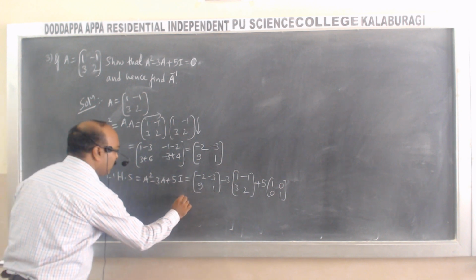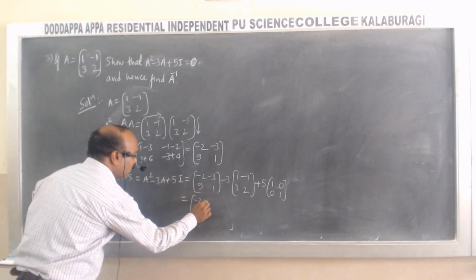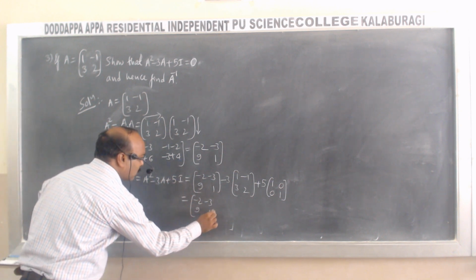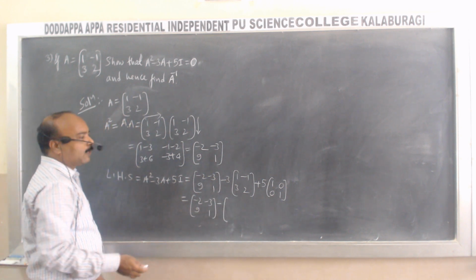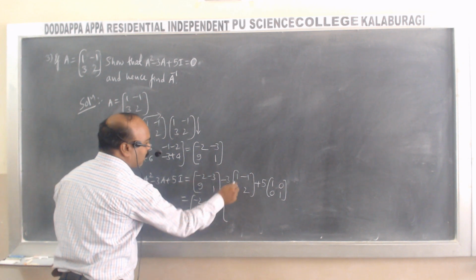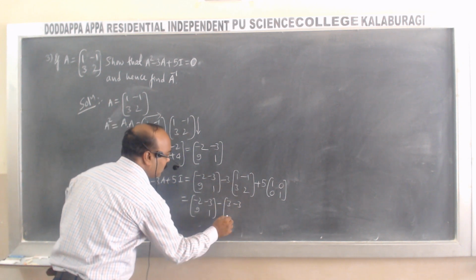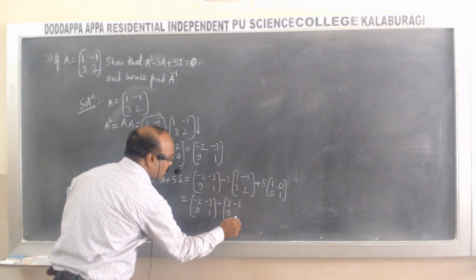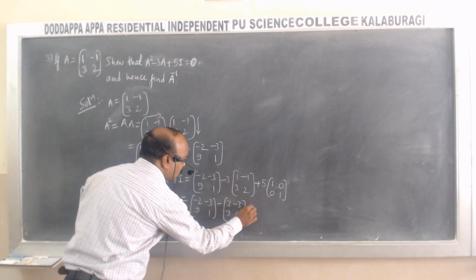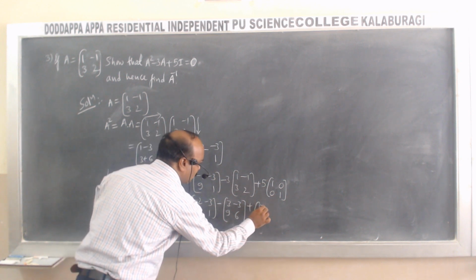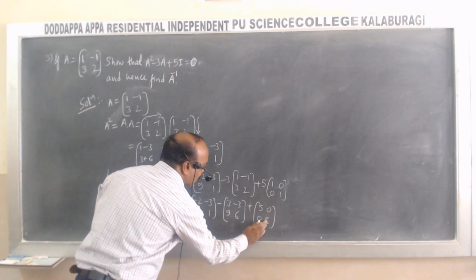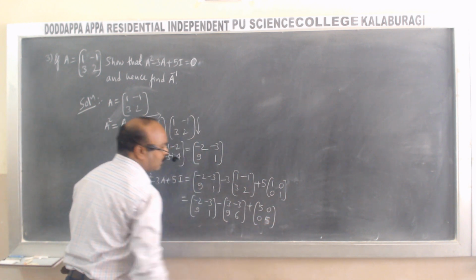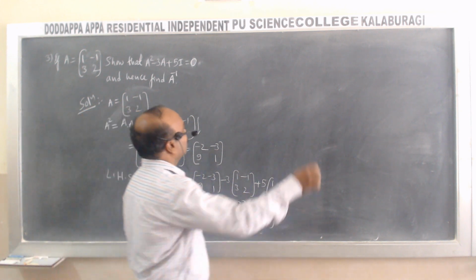Then simplifying this, we get [-2 -3; 9 1] minus, making scalar multiplication, every element multiplied by 3, we get [3 -3; 9 6], plus 5 [1 0; 0 1] giving [5 0; 0 5]. It is scalar multiplication again. Now we simplify.